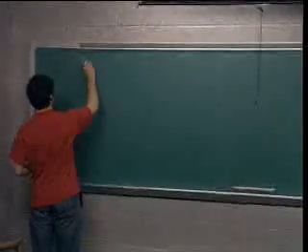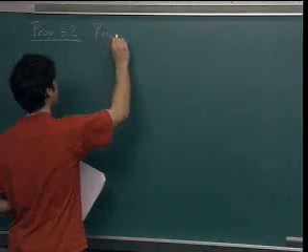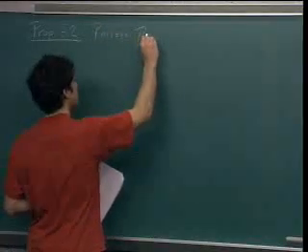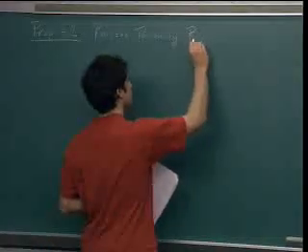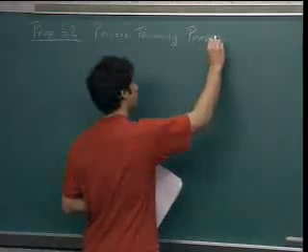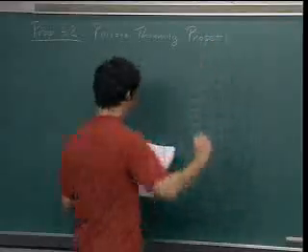So, first of all, let's start off with proposition 5.2. This is what's called the Poisson thinning property, which is used extensively. It's very important.